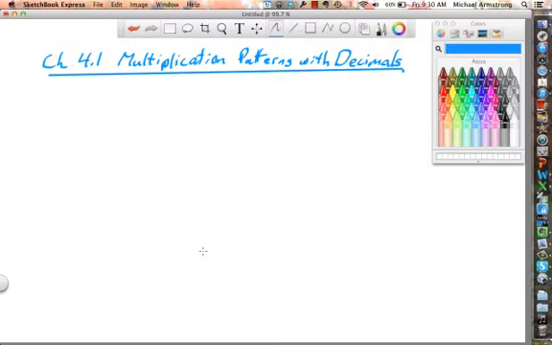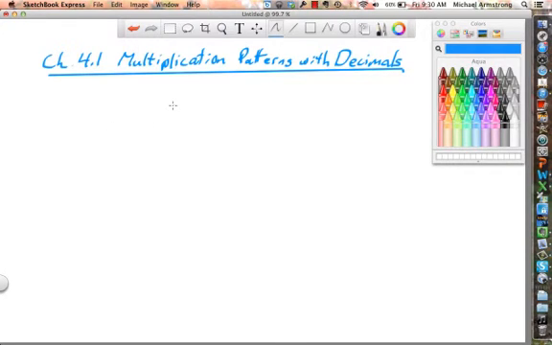Okay, welcome to Chapter 4. Chapter 4 looks exciting. We're multiplying decimals. And again, I think this is going to be something that you guys can do a great job at. The first lesson is one of my favorites, 4.1 Multiplication Patterns with decimals.